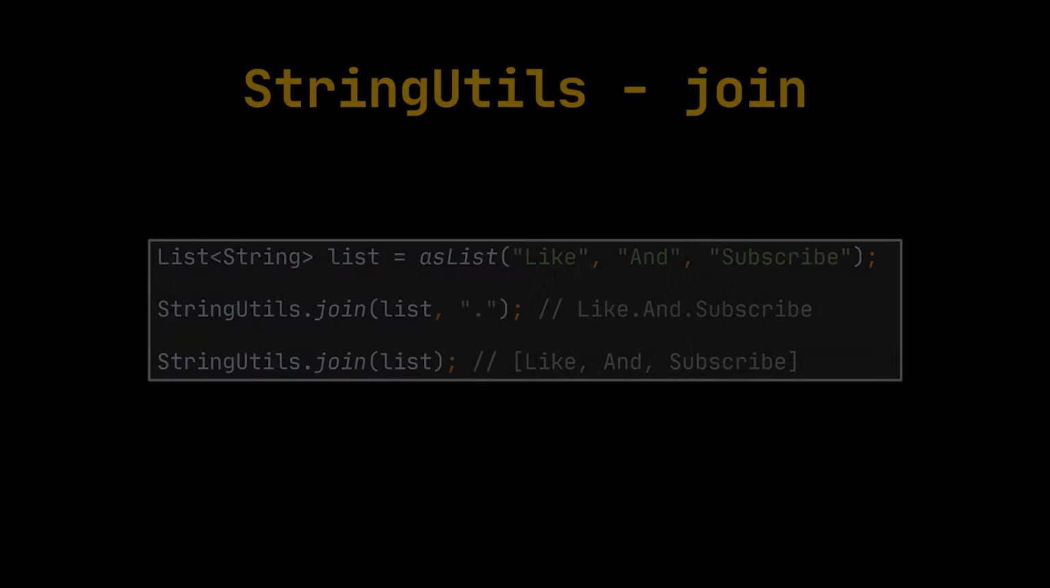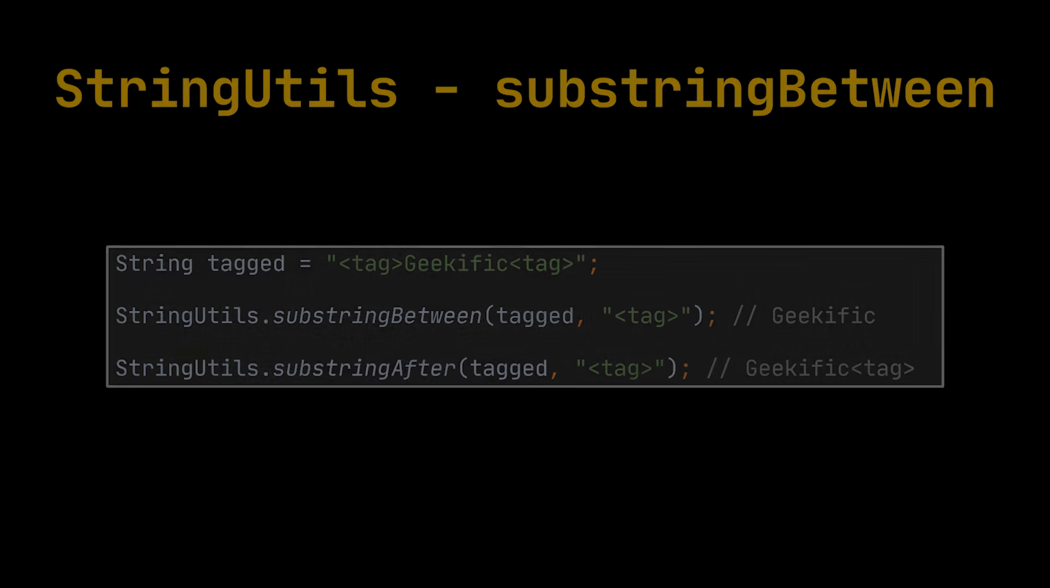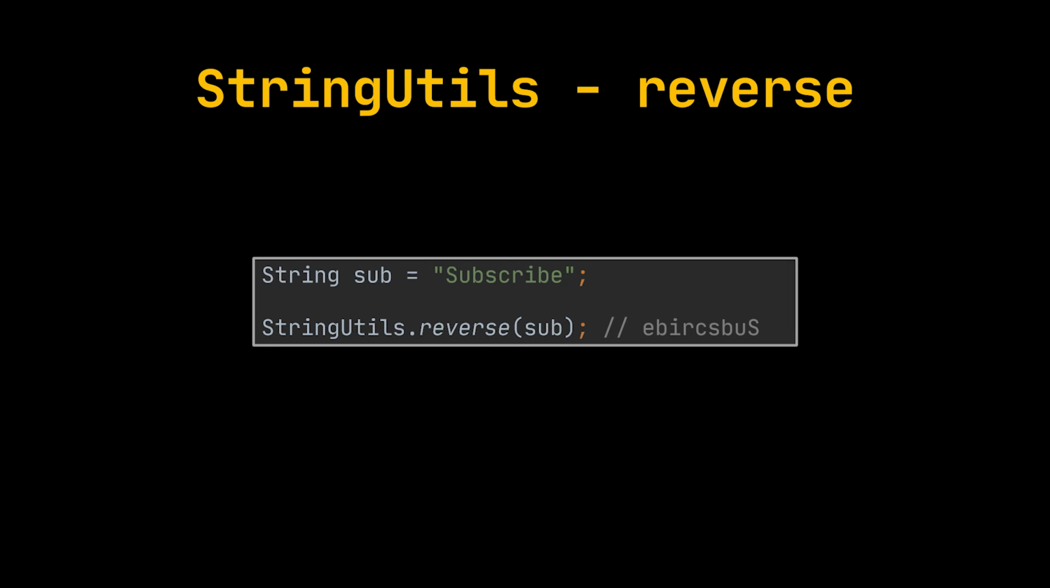we see. The substringBetween method is another handy tool. It extracts a substring located between two specified strings. For example, in the example we have, calling this method with the tag parameters would return Geekific, making it especially useful for parsing HTML or XML. Additionally, the reverse method flips the characters in a string. If we were to pass the word subscribe to this method, it would return its reverse, which can be helpful for puzzles or algorithms that require reversed text.